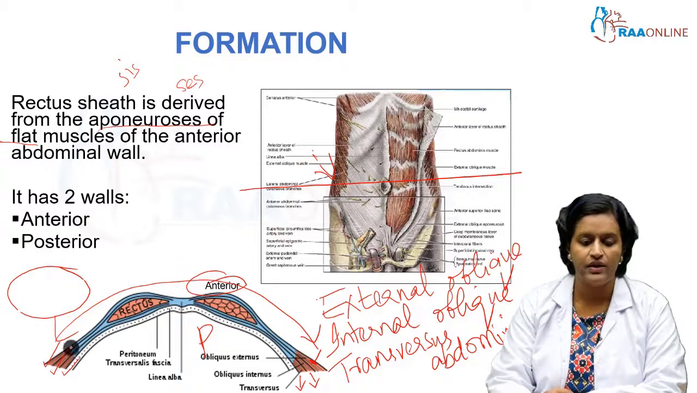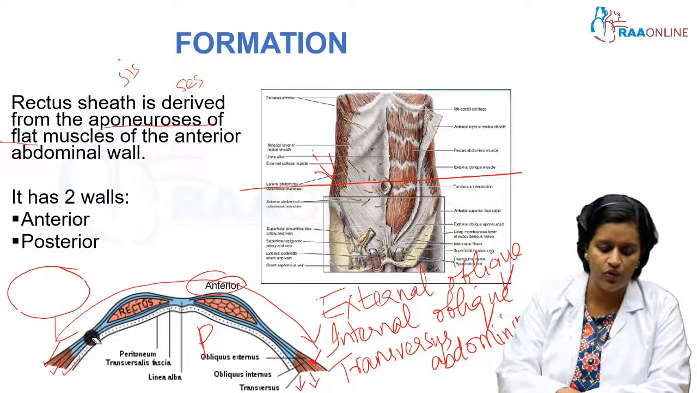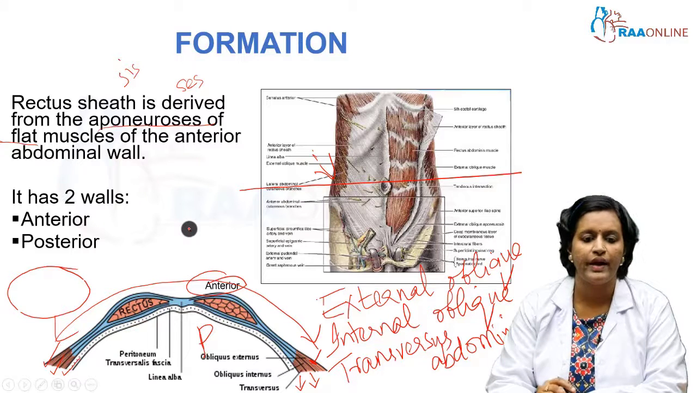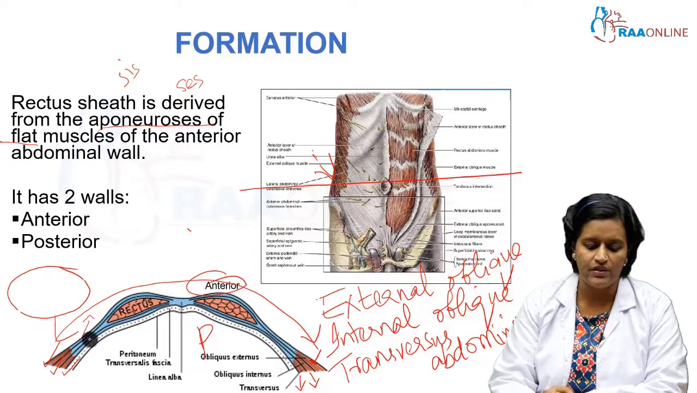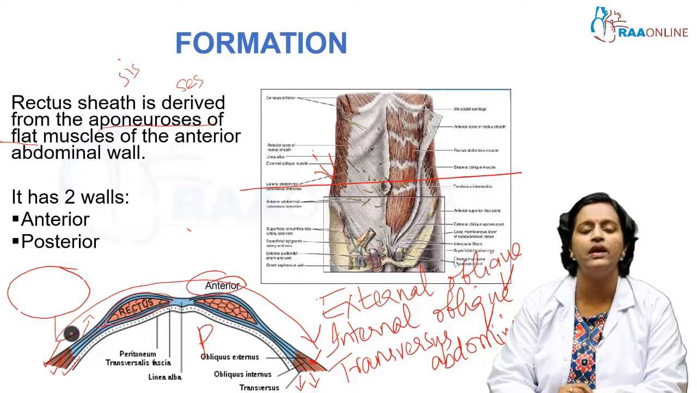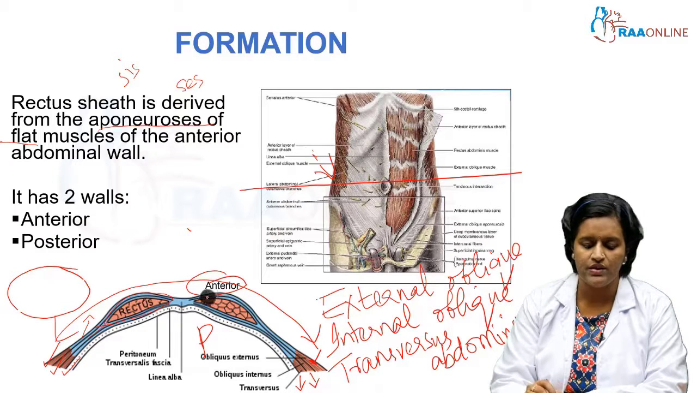You can see that these three muscles form aponeuroses. This part is the fibrous part formed by these muscles. Each of them individually forms an aponeurosis. So most superficial would be aponeurosis of external oblique, then comes aponeurosis of internal oblique, and then further deep is the aponeurosis of transversus abdominis. Now these three aponeuroses together form a covering around the rectus abdominis muscle, which is called the rectus sheath. So this covering around the rectus abdominis muscle is the rectus sheath.